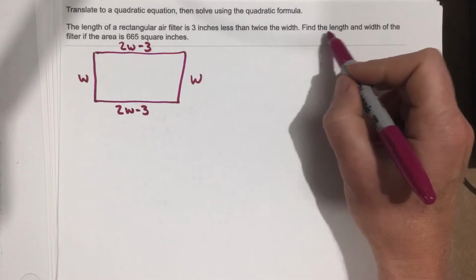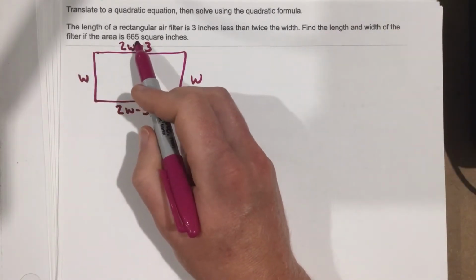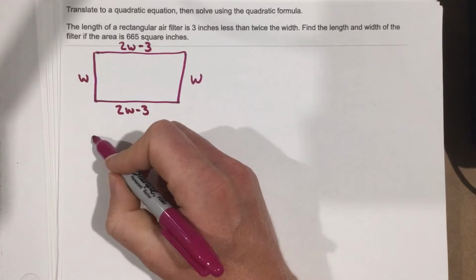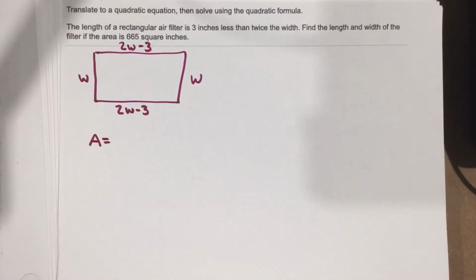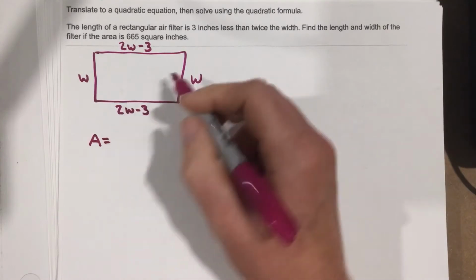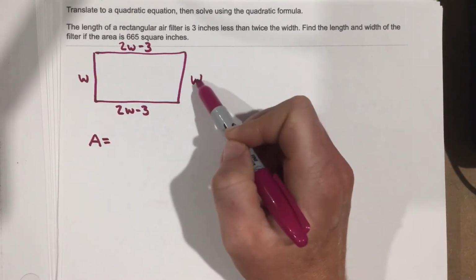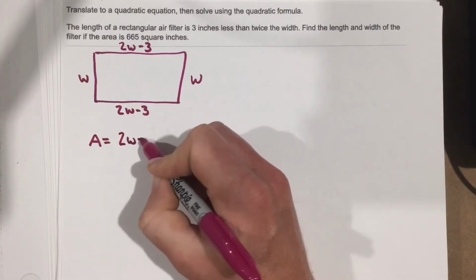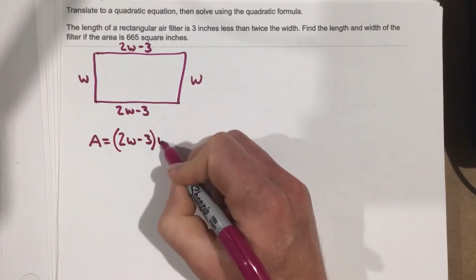It says find the length and the width of the filter if the area is 665 square meters. Well, we know the area. Let's write this down. The area is going to equal the width times the length. So the area is going to equal one of these times one of these. So we can say that this is 2w minus 3 times w.